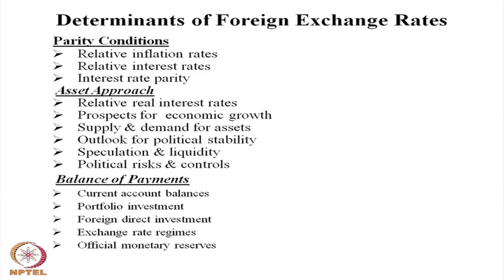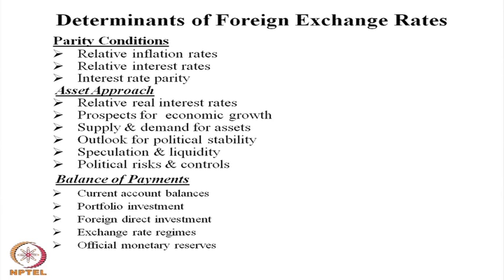For the supply and demand of assets, suppose the US dollar is in more demand and supply is less, the US dollar may appreciate against the Indian rupee, and the rupee may depreciate. Similarly, the outlook for political stability also matters. The growth in the asset market is influenced by demand and supply conditions and also by the political stability of the country. Sovereign risk and political stability also influence the exchange rate. Then speculation, liquidity.